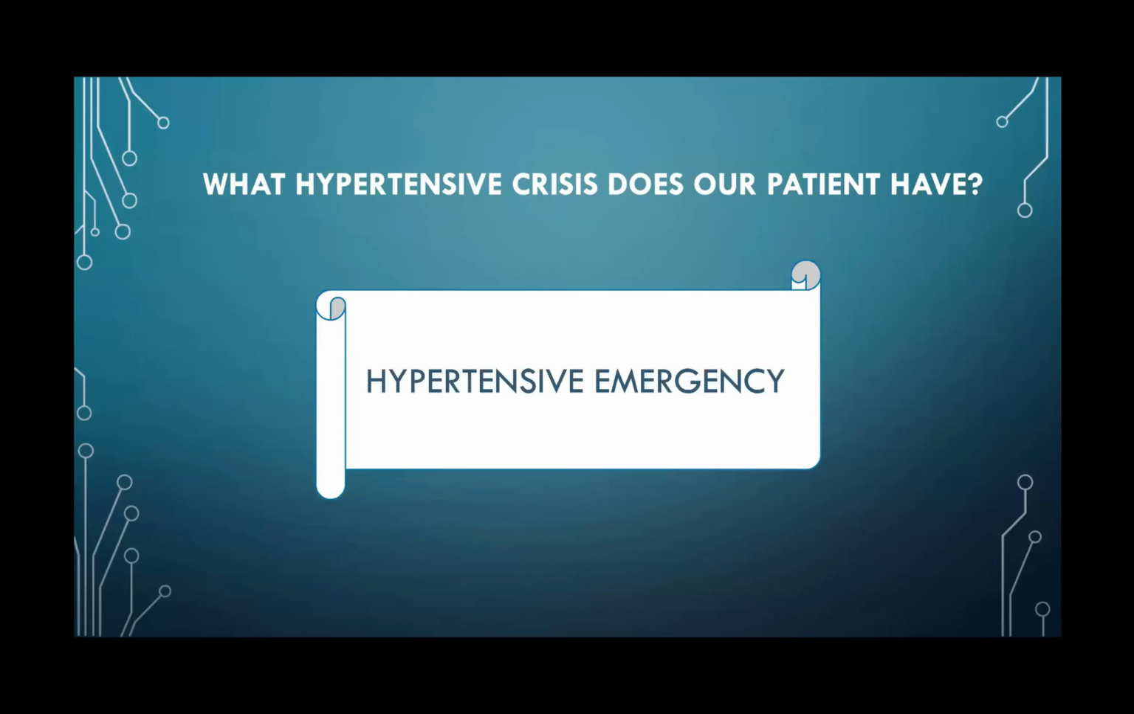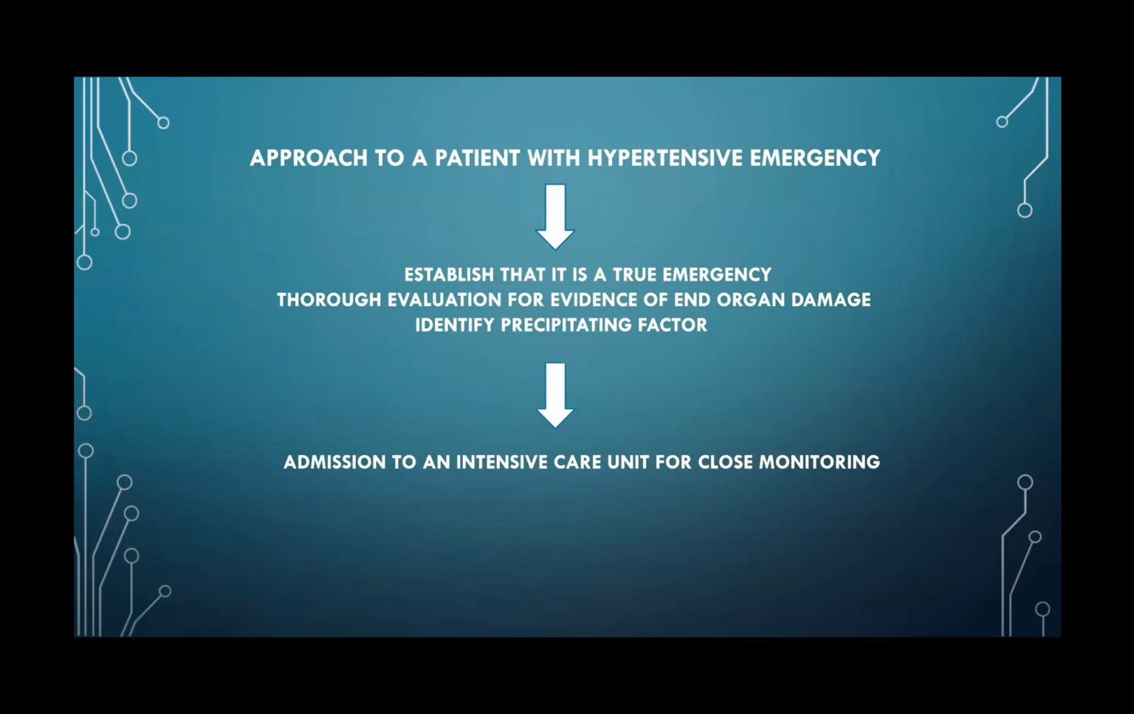So we established that our patient does have a hypertensive crisis, and he has hypertensive emergency. Now, in terms of approaching a patient with hypertensive emergency, the first and most important thing is to establish that this is a true emergency. You need to evaluate for evidence of end organ damage, which we did with our investigations. Identify any precipitating factor. Even hypertensive emergencies can be secondary to other etiologies, so anything that could be potentially contributing to this needs to be identified. And then you want to admit the patient to either a medical ICU or a CCU for close monitoring.